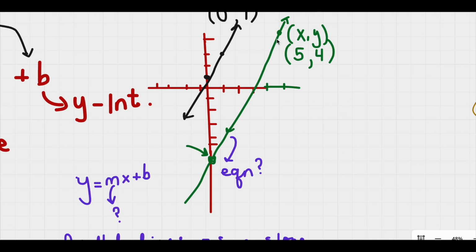We've already graphed what the green line would look like, but that means that this point here would be 0 on x and -6 on the y.